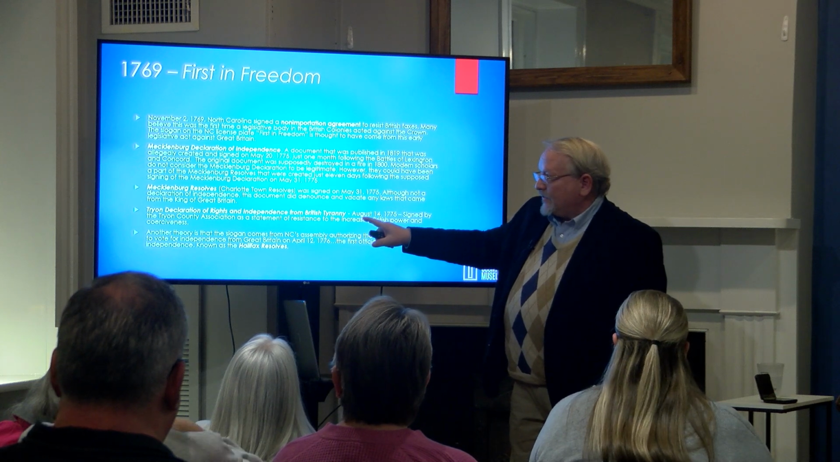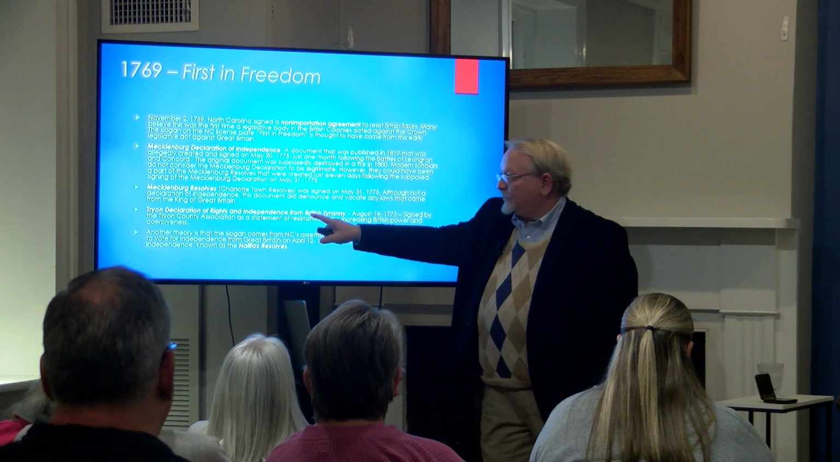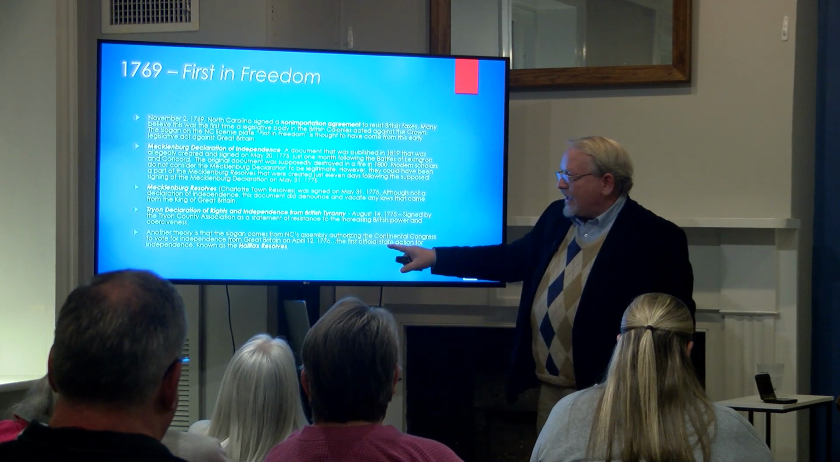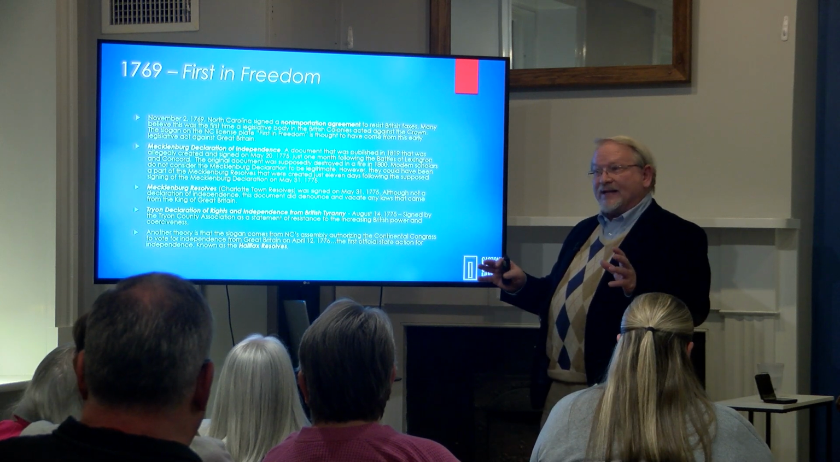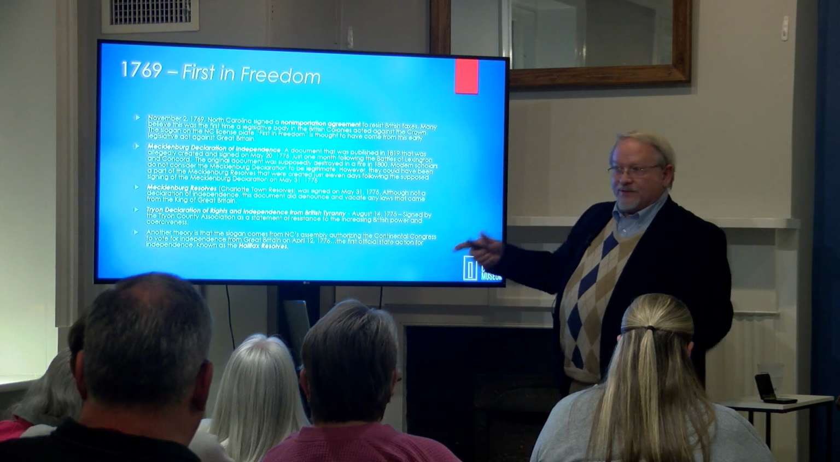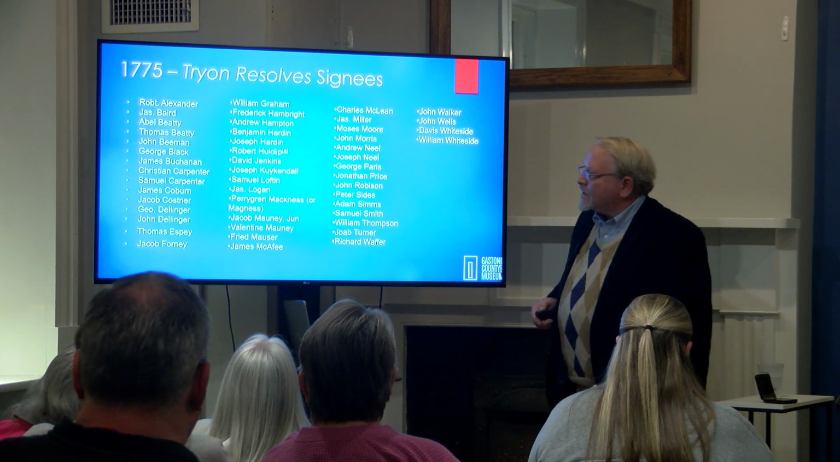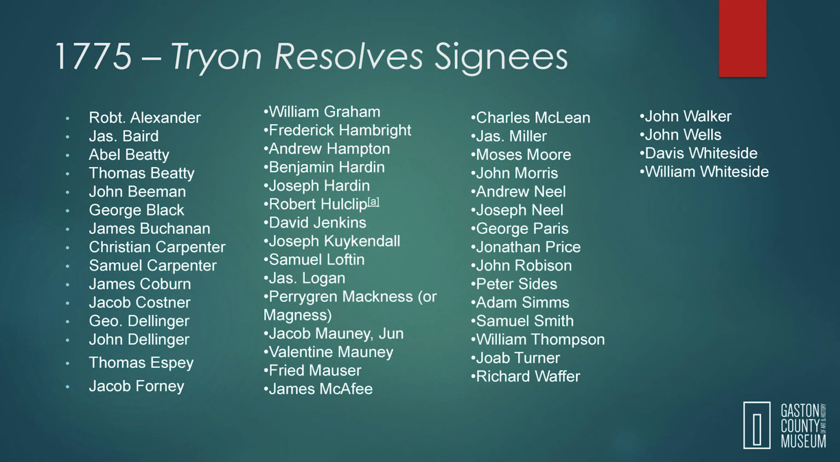Then we had the Tryon Declaration of Rights and Independence from British tyranny, not independence from Britain, but from British tyranny. And then finally, we have the Halifax Resolves, and that was the first state action against the British Crown. So North Carolina has a lot of reasons to possibly be first in freedom. These were the folks who signed the Tryon Resolves. You can see some of those same names again.